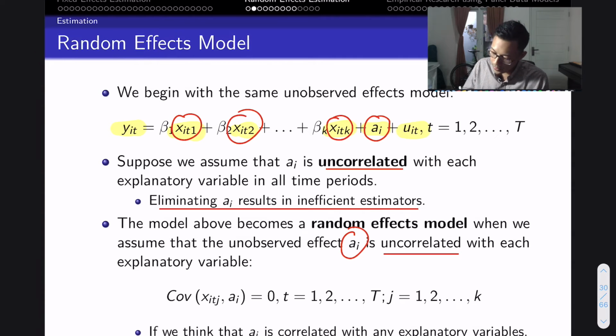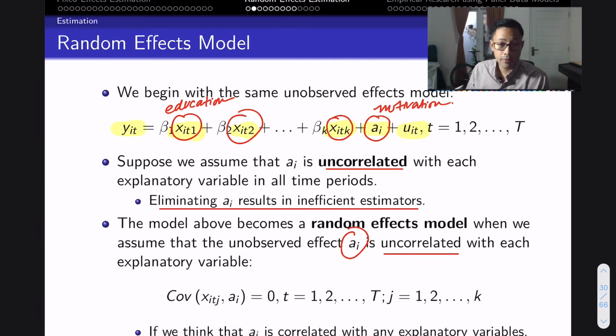So for example, if this is education and this is motivation, then this assumption says that whether you're motivated, motivation is not correlated with the years of schooling or the years of education. So this is something that we're going to assume if we want to use the random effect model.